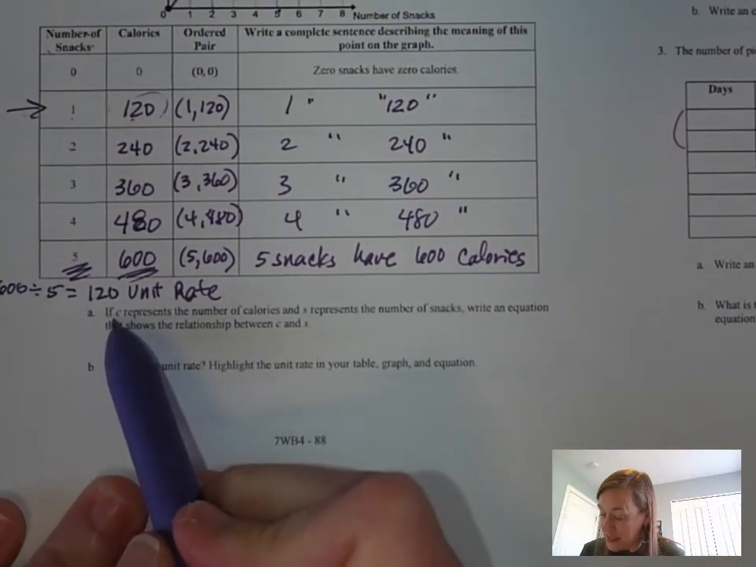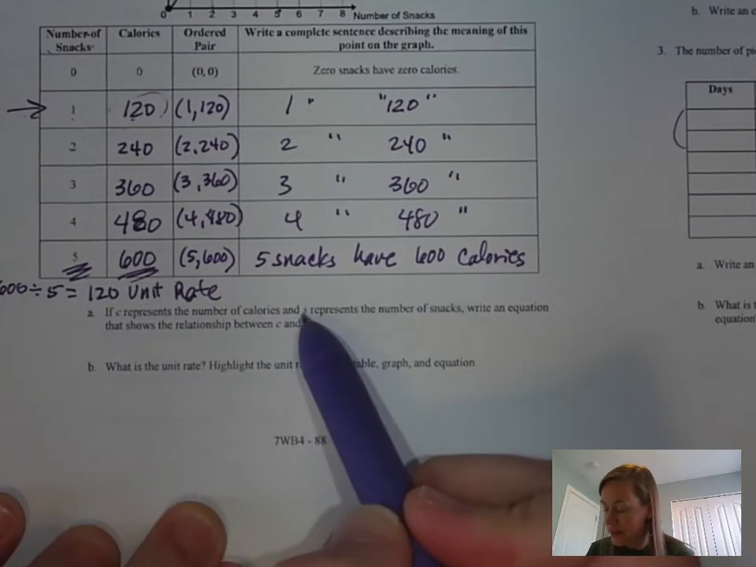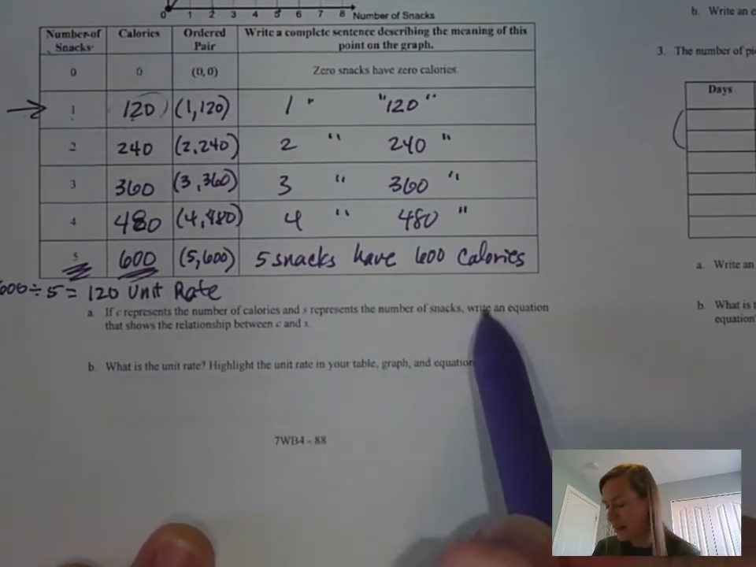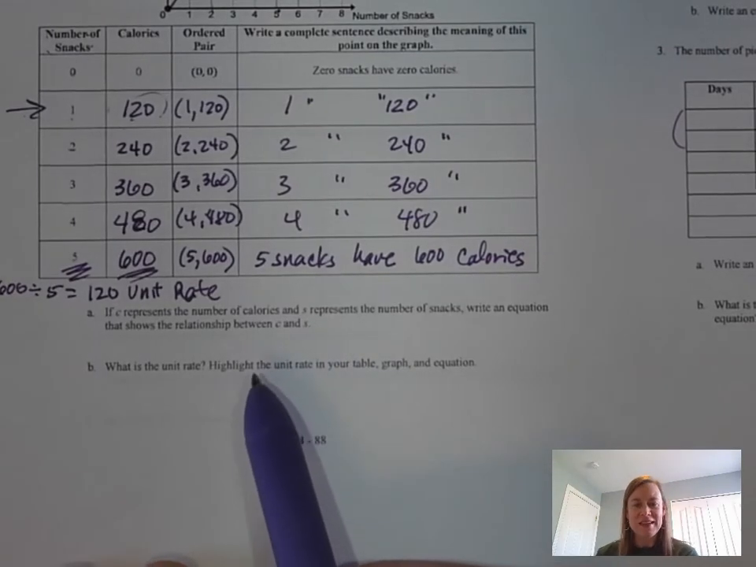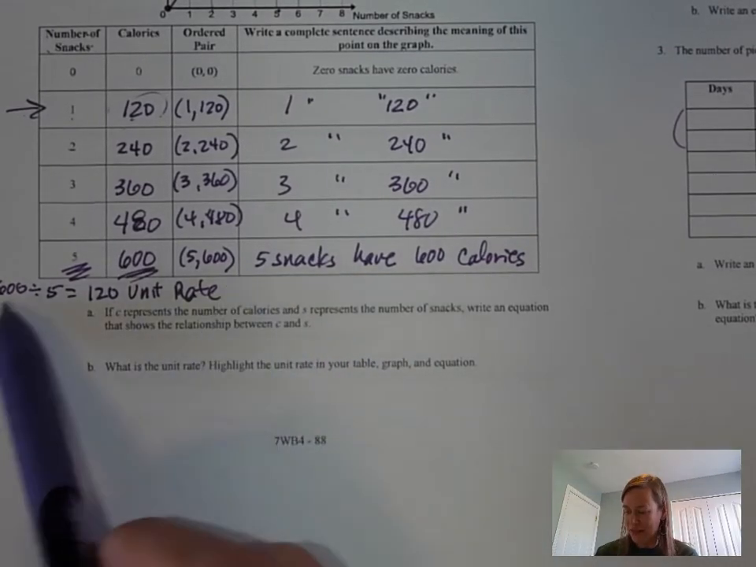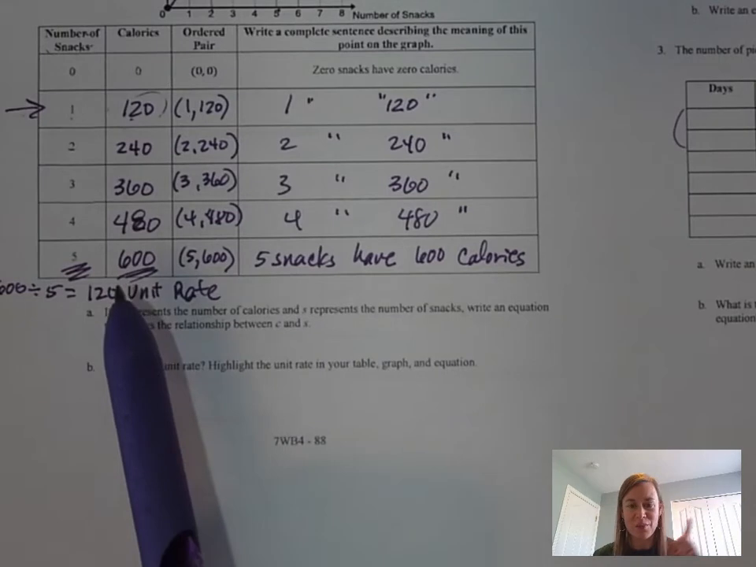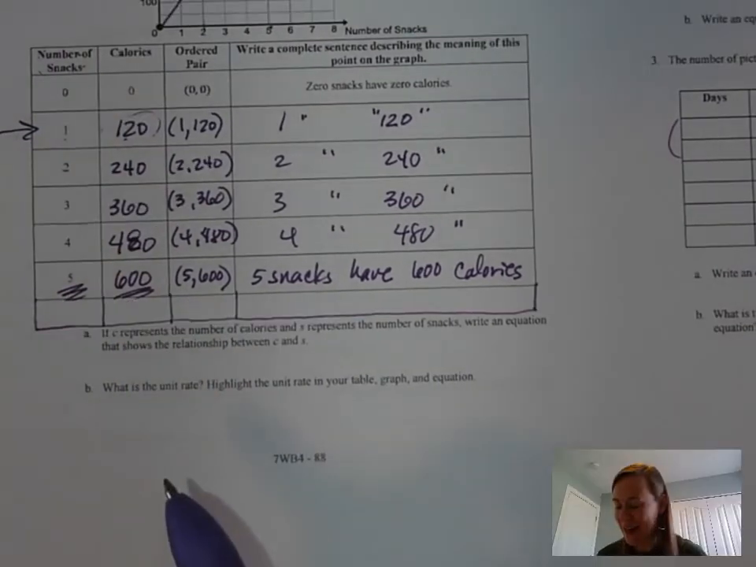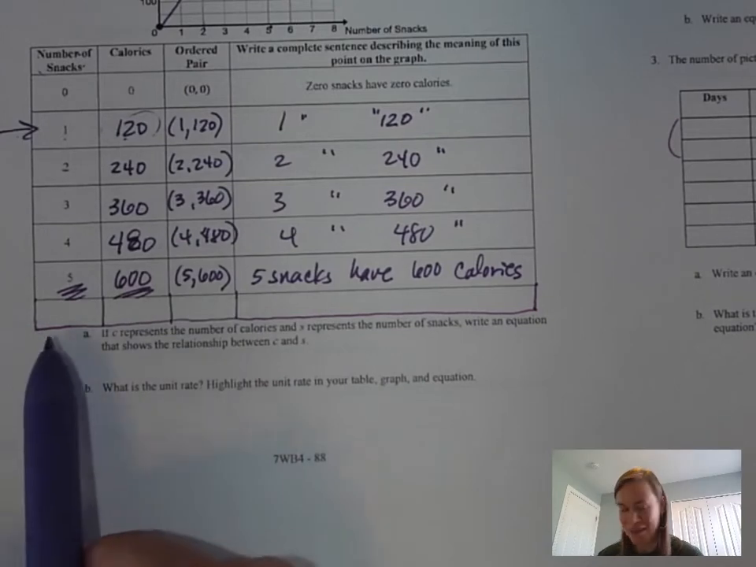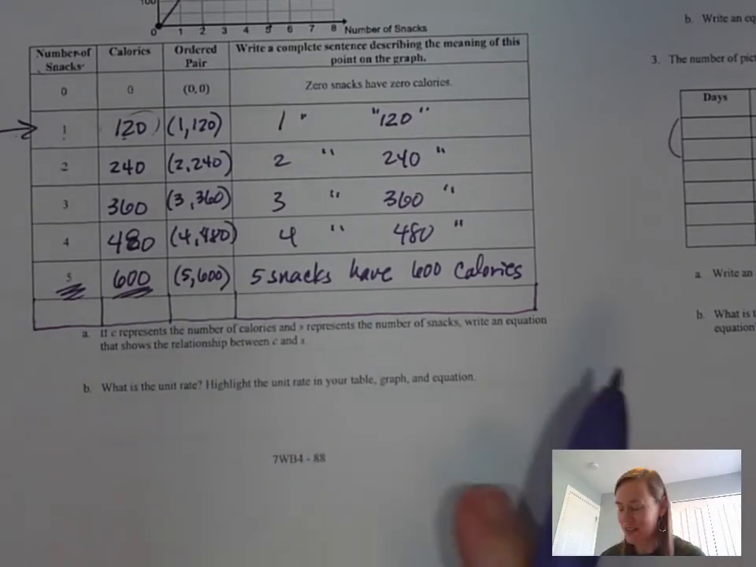Okay, it says if C represents the number of calories and S represents the number of snacks, write an equation that shows the relationship between C and S. And now I'm remembering that I wanted to do something down below the table, so I shouldn't have written here. So I'm going to pause and get my whiteout. I'll be right back. Okay, I'm back, and as you can see, I got rid of that.